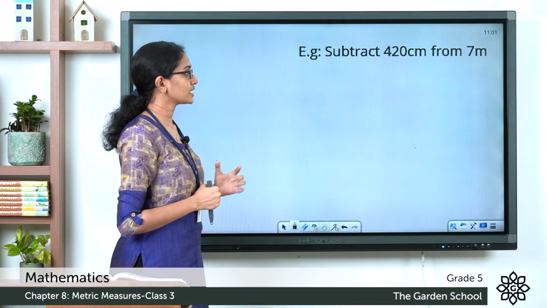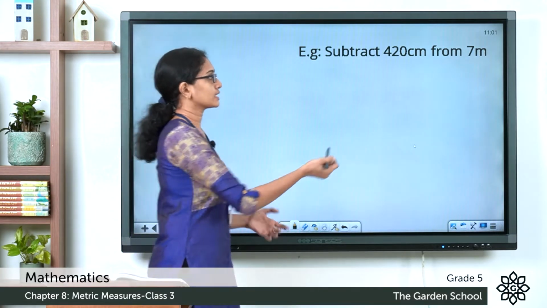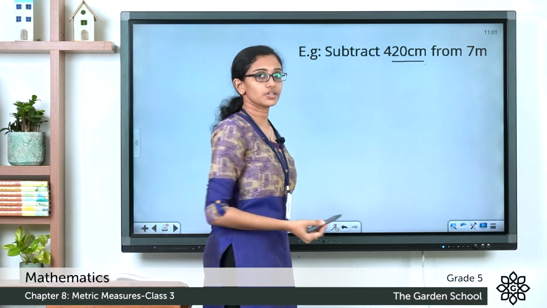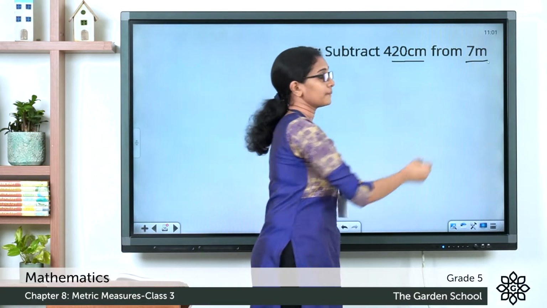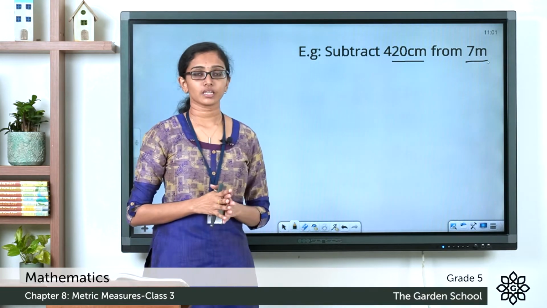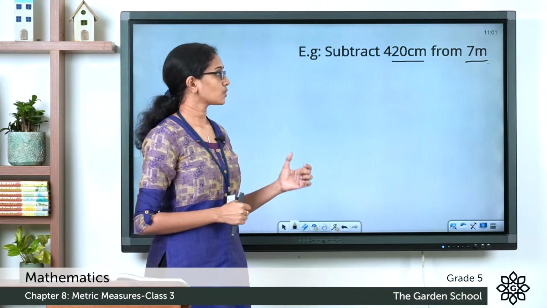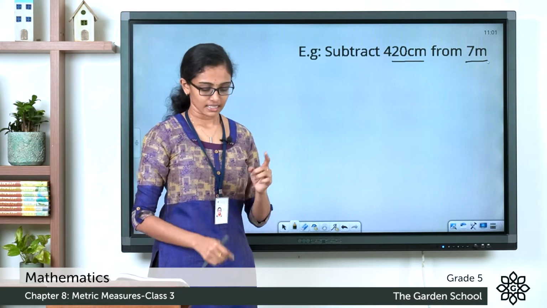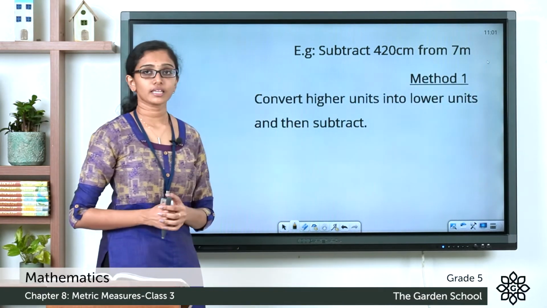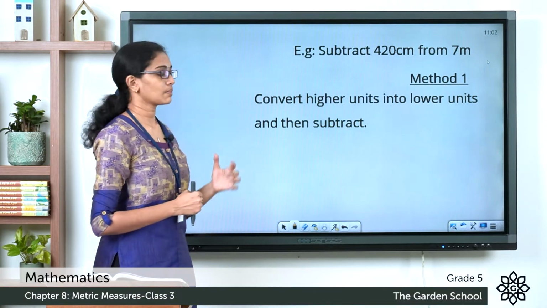Subtract 420 centimeter from 7 meter. See the units given in the measurements. One is in centimeters, whereas the other is in meters. So you have to make sure both the measurements are within the same units of measurement. So you can do this one also in two methods. Let's see the first method. In the first method, you are converting the higher units into lower units and then subtracting.